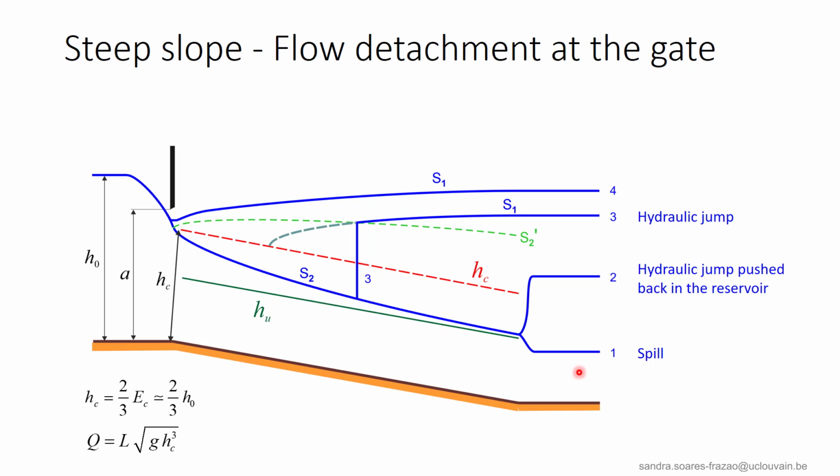In this case, with HC here, a S2 profile will start from the critical depth, and depending on the downstream conditions, we have a simple spill, a hydraulic jump pushed back in the reservoir, or a hydraulic jump in the channel, here. In the fourth case, the downstream profile is completely subcritical, and the subcritical depth H1 at the gate should be estimated by trial and error, as described before, because the discharge will depend on this depth as indicated here.